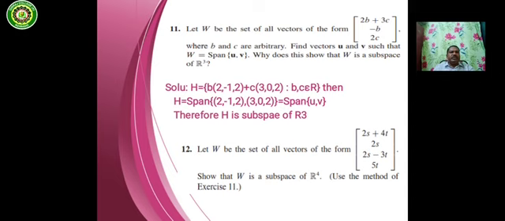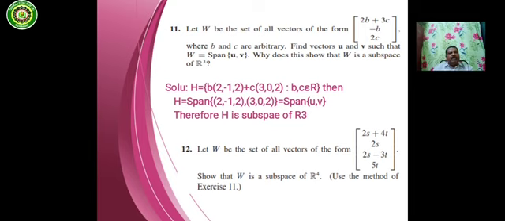Next problem. Let W be the set of all vectors of the form (2b plus 3c, minus b, 2c), where b and c are arbitrary. Find vectors u and v such that W equals span of u, v. So here we verify whether the elements of W can be written as a span of u, v or not. If W is a span of u, v, then we say that W is a subspace of R3. So what is the H value? The H value is H or W.